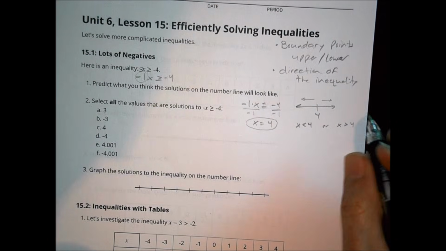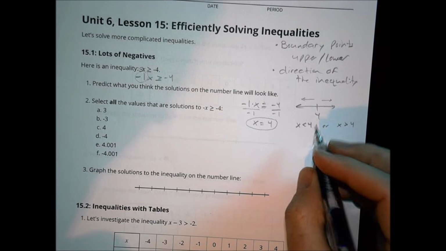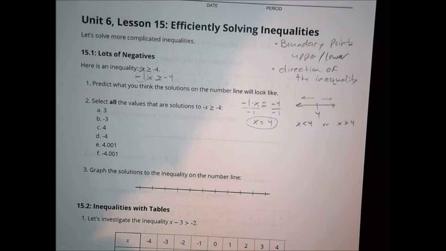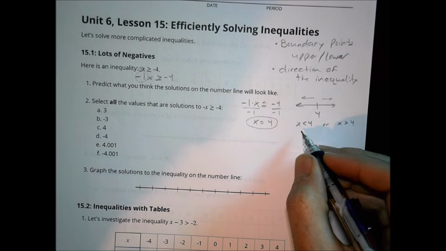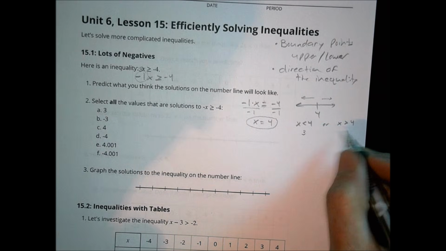At this point, I can go back to my original inequality, negative x is greater than or equal to negative 4, and I can select a point. For a value less than 4, pick a number you're comfortable using, to the left of it. For this one, I could do a 3. 3 is less than 4. And for a number greater than 4, I could use 5.